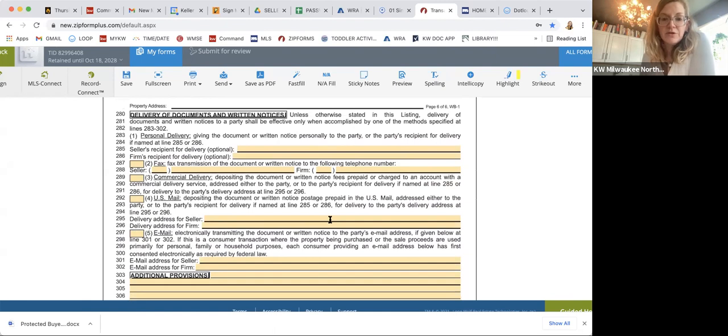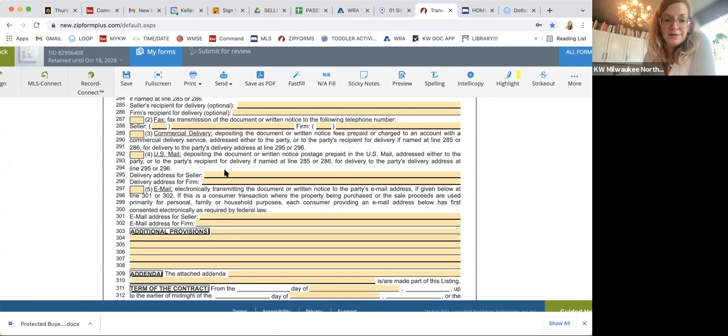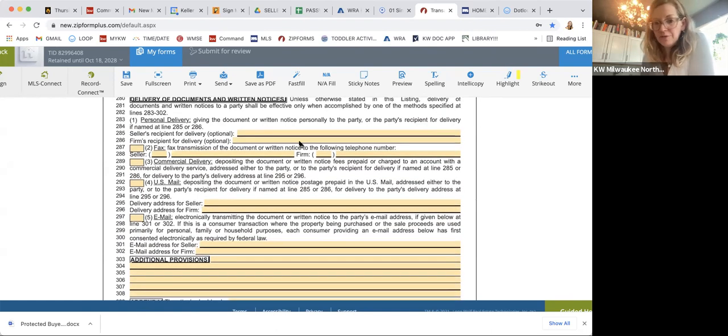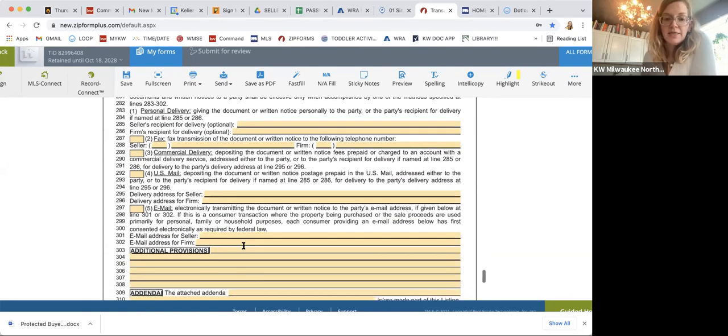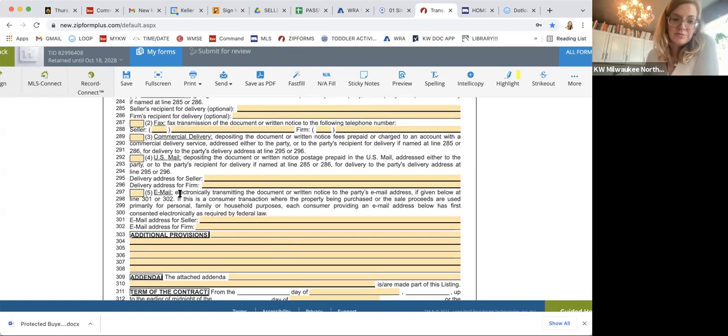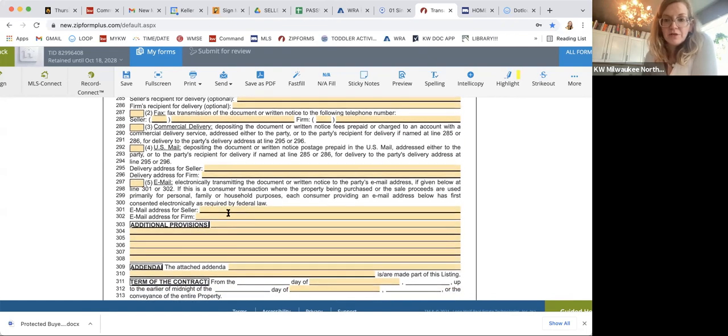Delivery of documents and written notices. So unless otherwise stated in this listing, delivery of documents and written notices to a party shall be effective only when accomplished by one of the methods below. So we've got, as we do in the offer to purchase, personal delivery, fax, commercial delivery, US mail, or email. 9.9 times out of 10, you guys are going to be using lines 297. You'll put the email address for the seller here on line 301, email address for the firm. You can put your own email there.